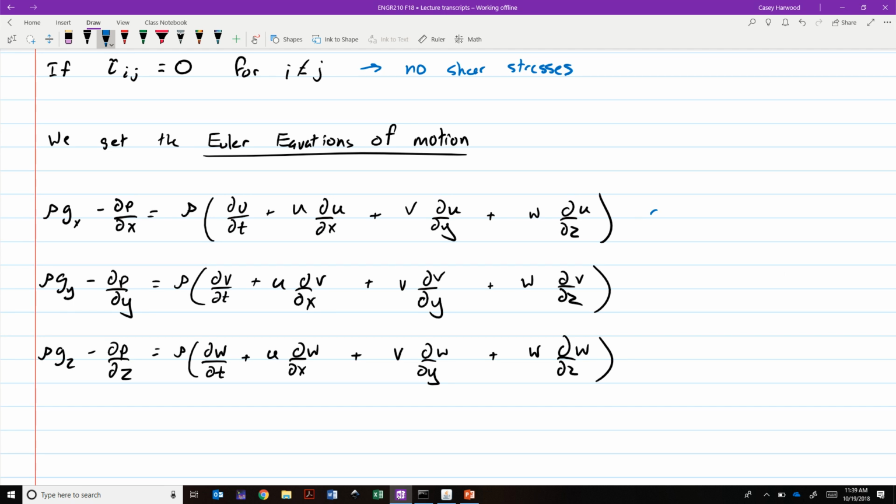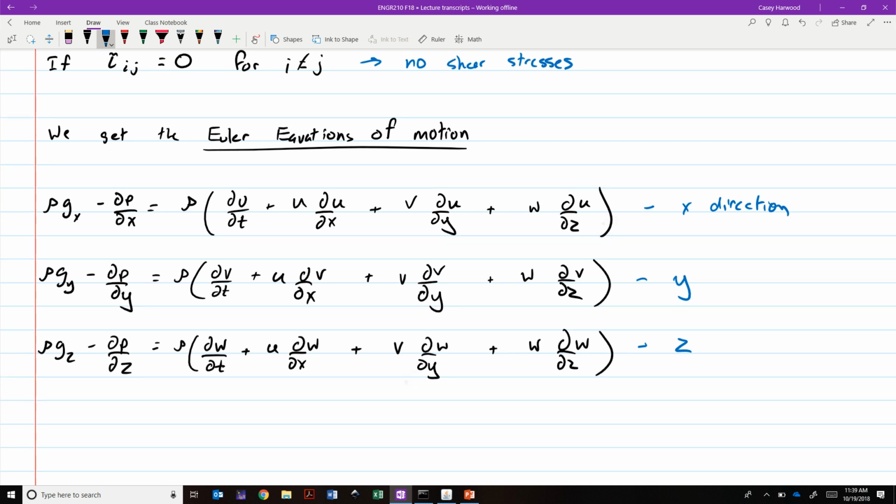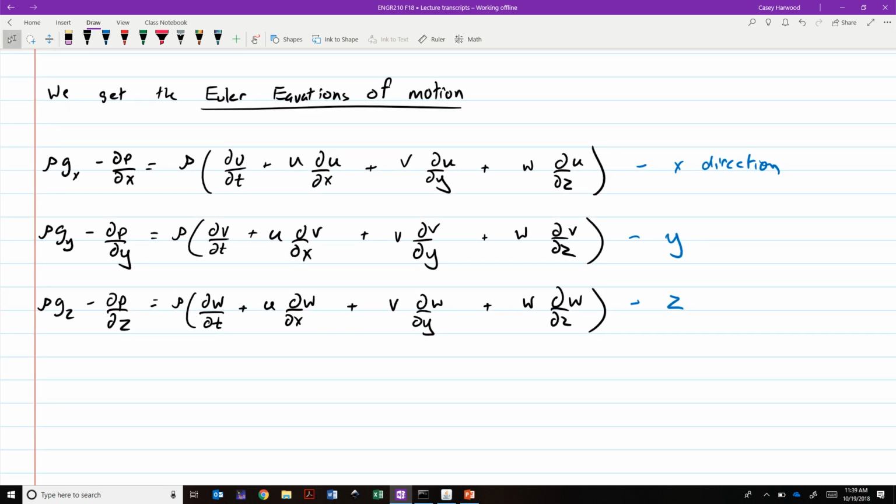So we've clearly got the x direction here, the y direction, and the z direction. And you've got body force per unit volume, surface force per unit volume, and since we don't have shear stress, the only surface forces come from pressures. And then we have density times the acceleration. So we can also write this more compactly.